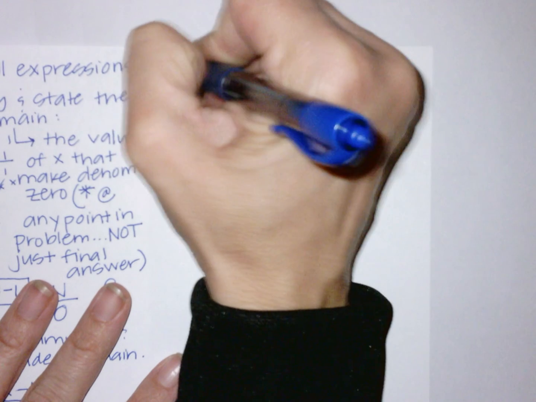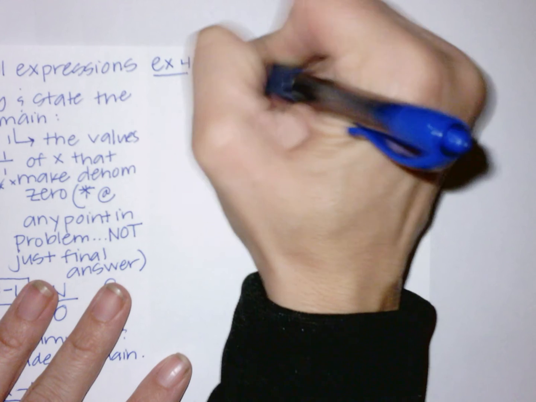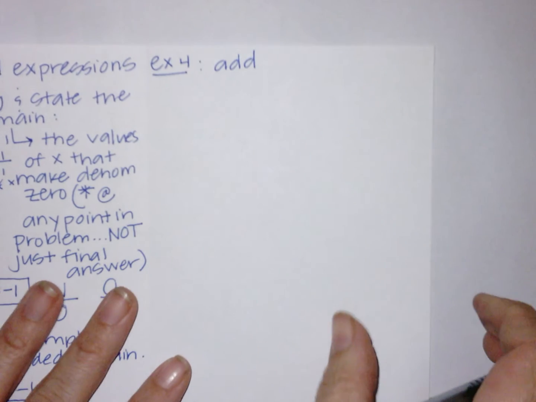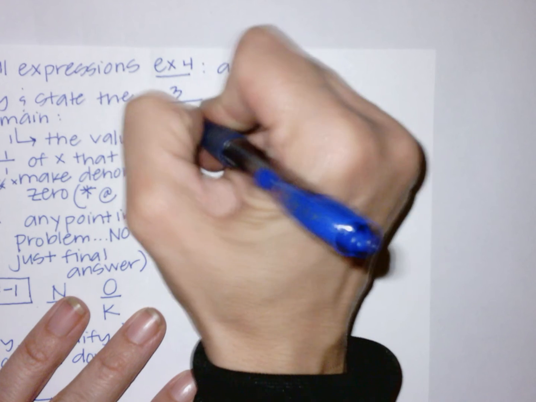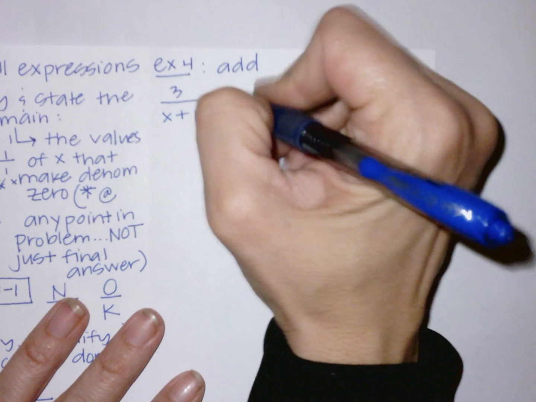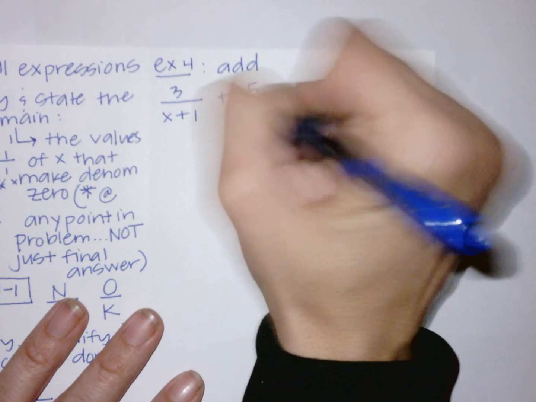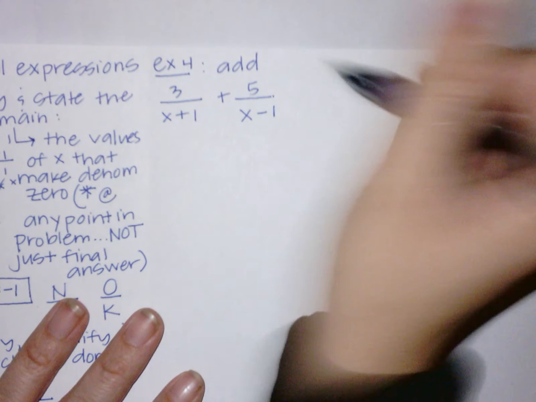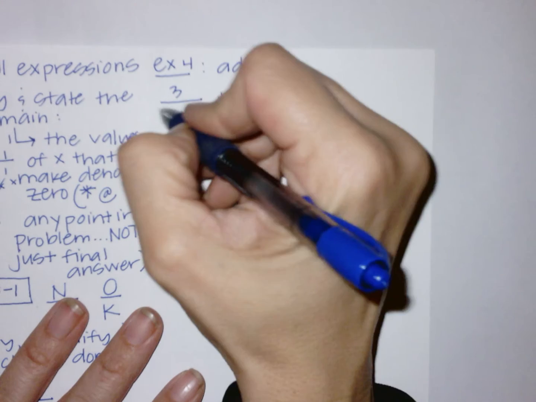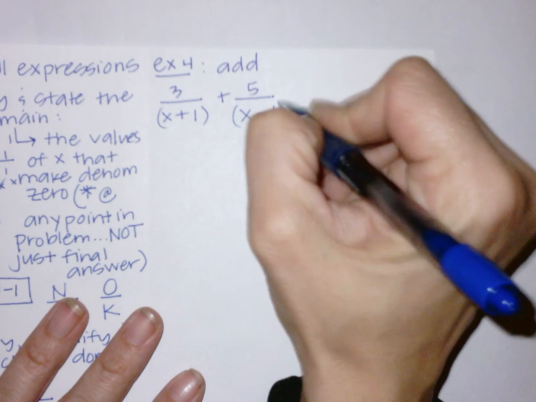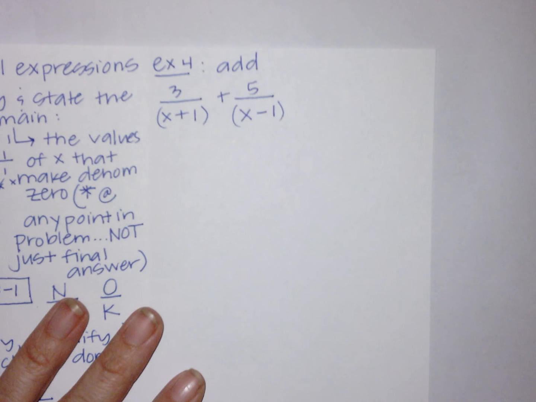Example 4, we are going to add. So with that problem, what are we adding? We have 3 over x plus 1 plus 5 over x minus 1. So here's the little rhyme for this one. When adding fractions that you see, match the bottoms perfectly. So again, that has to do with common factors, not common terms. So put those in parentheses.